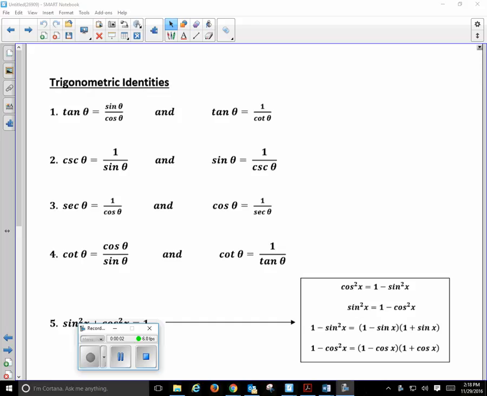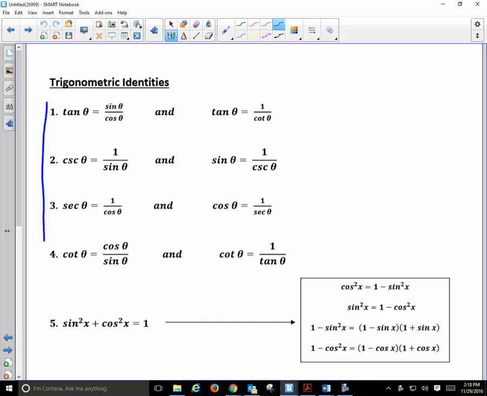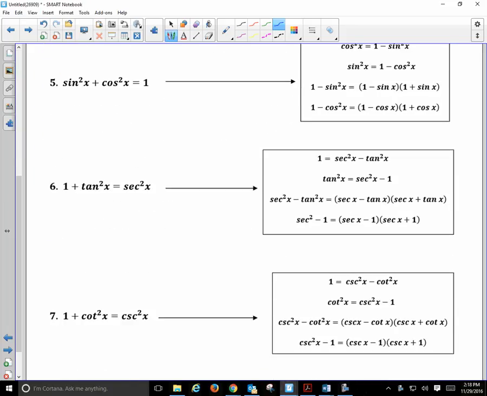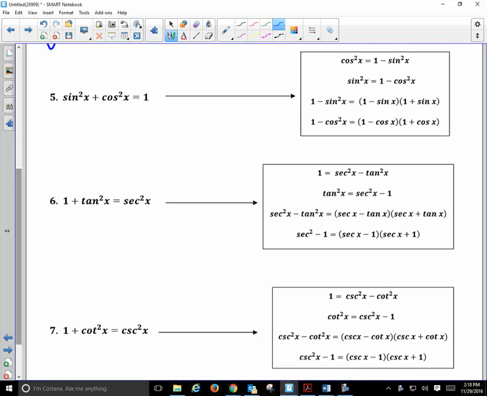Today we're going to focus on, instead of these first four, the next three. So numbers 5, 6, and 7. This is one of the most important formulas in trigonometry that you can learn. And I don't know if you remember it, but we've covered it before. Sine squared plus cosine squared is 1.